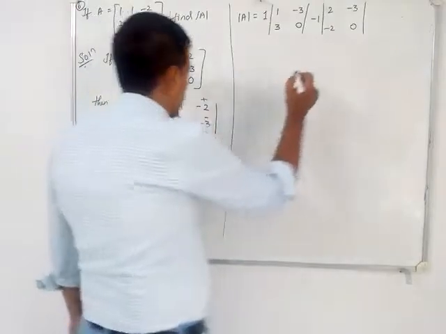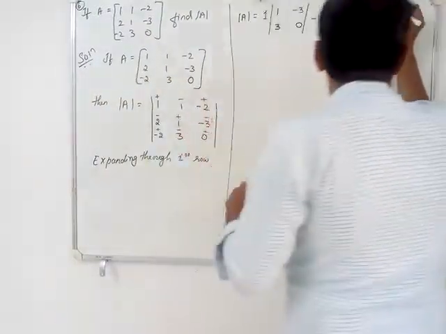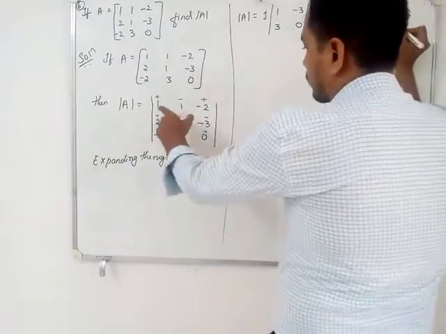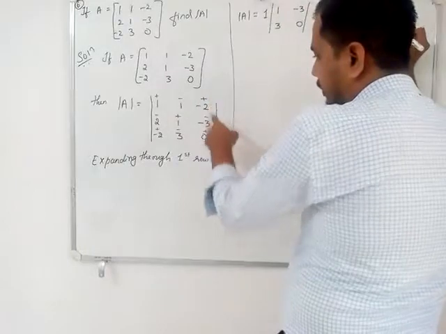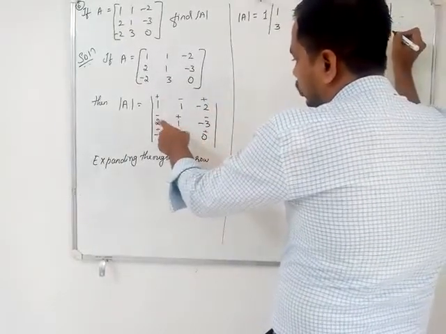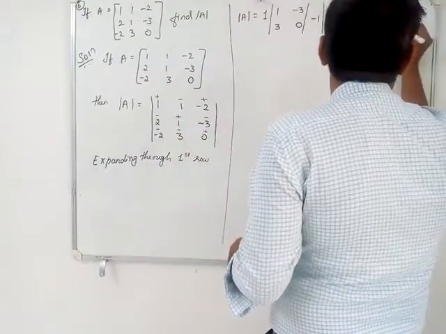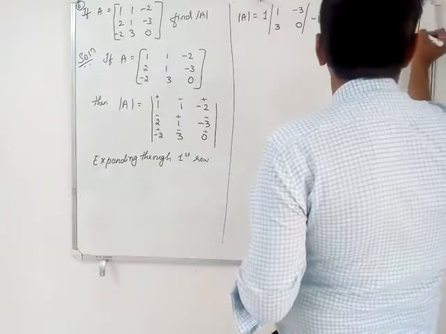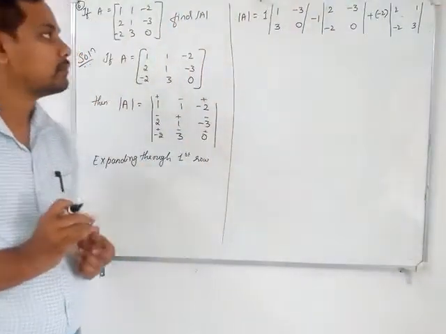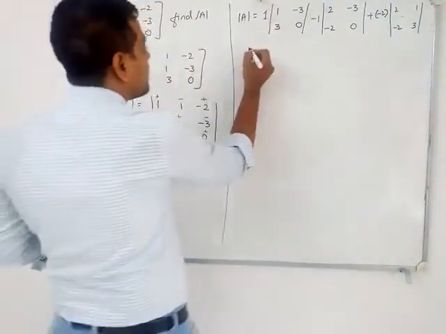So next is -2, plus of -2. So -2 is there in the first row, third column. So leave the first row, third column. So what is that? 2, 1, -2, 3. Is that clear? Okay. So this is how we need to expand it. Now just simplify this one.